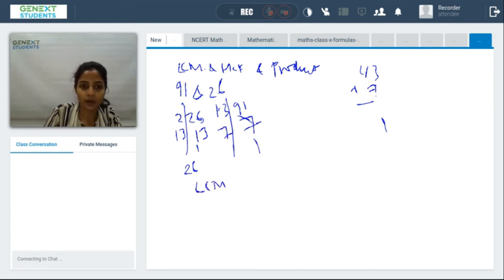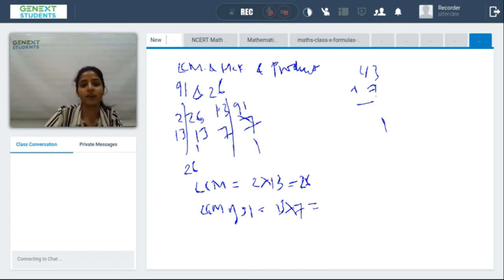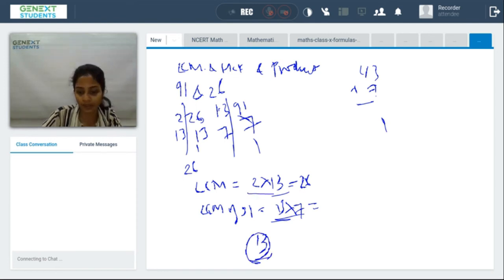So what will our LCM be? We have 2 × 13 for 26, and for 91 it will be 13 × 7. So now what do we do? In HCF, we take the common things, right? So 13 will be the HCF, correct? So now 13 is one number, and the second number will be 2 × 13 × 7, correct? Because 13 is squared over here. So what do we get? 26 × 7, correct? 26 × 7.